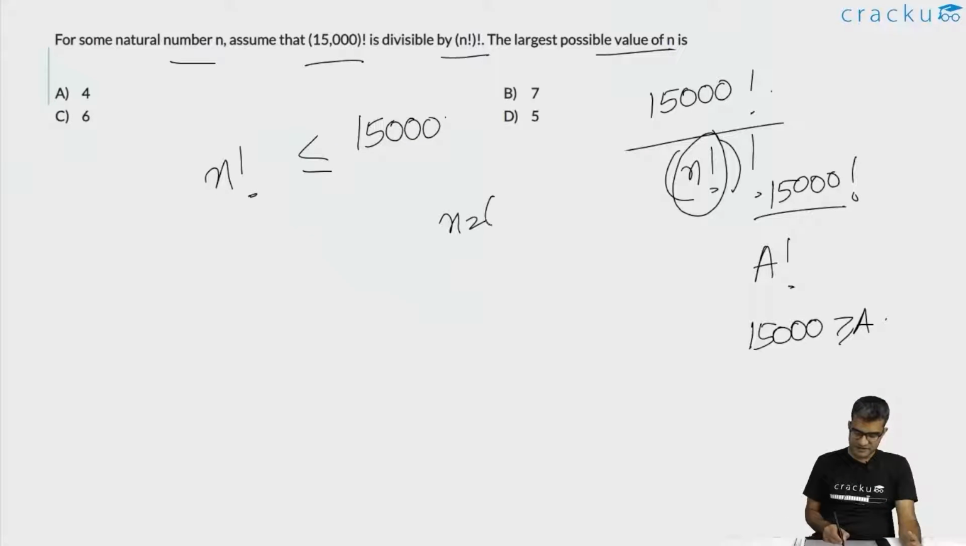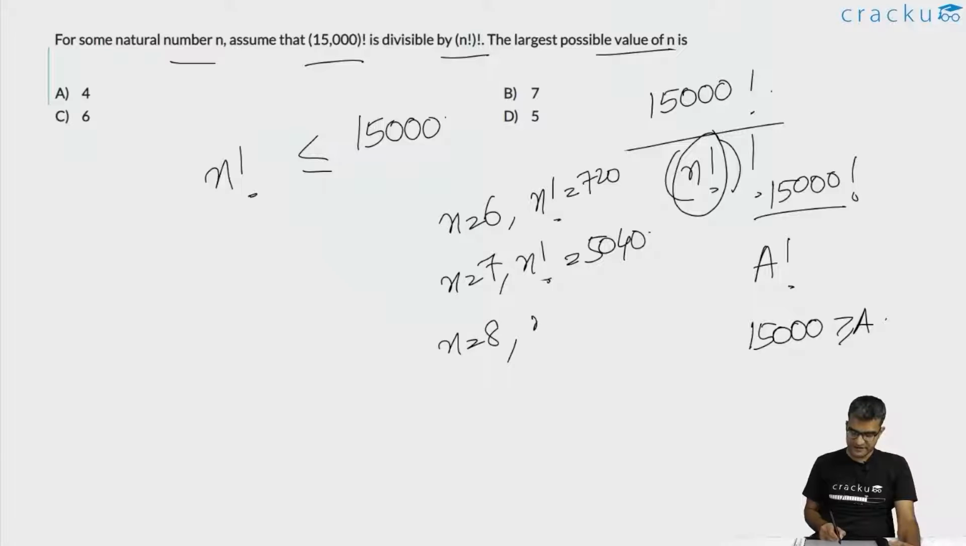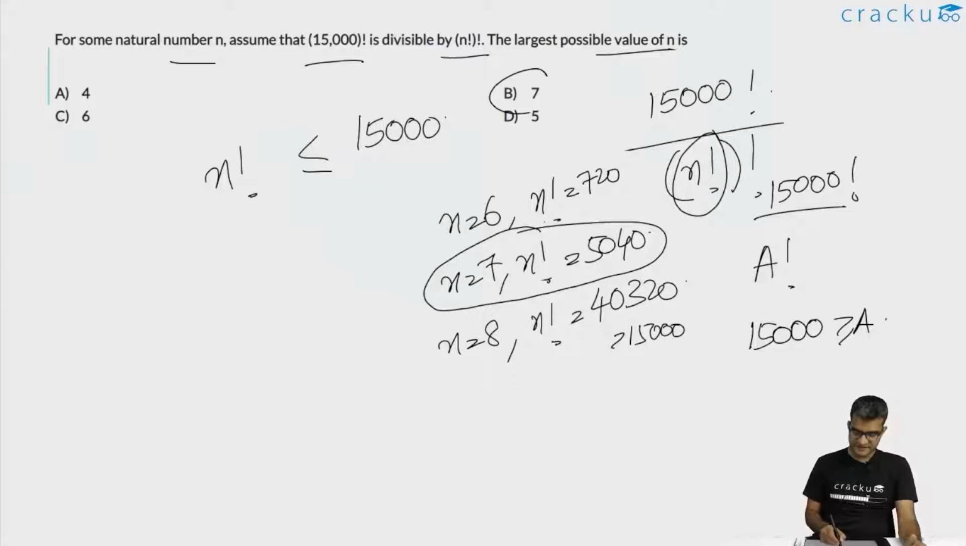When n is equal to 6, n factorial is equal to 720. When n is equal to 7, n factorial will be equal to 720 into 7, which is equal to 5040. When n is equal to 8, n factorial is equal to 5040 into 8, which is 40,320. This is greater than 15,000. So the maximum possible value of n is 7, which is option B.